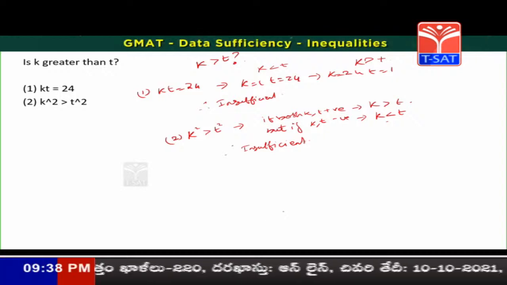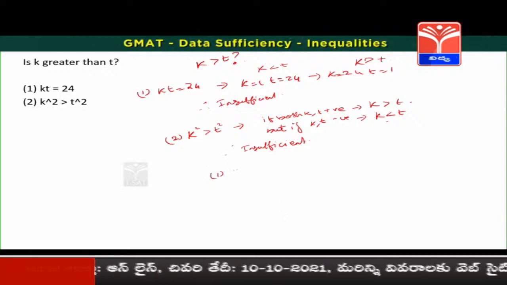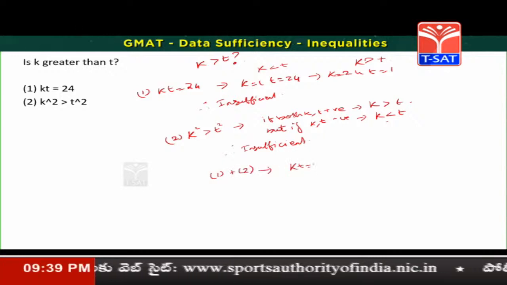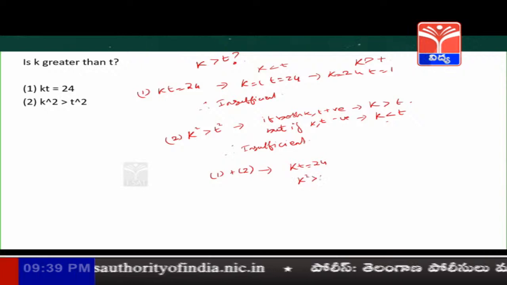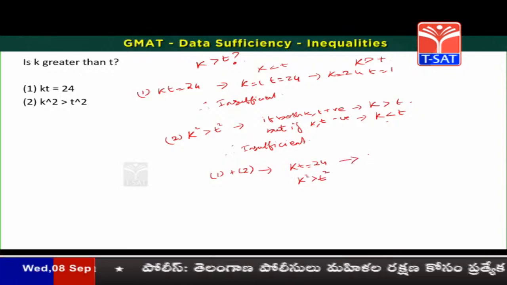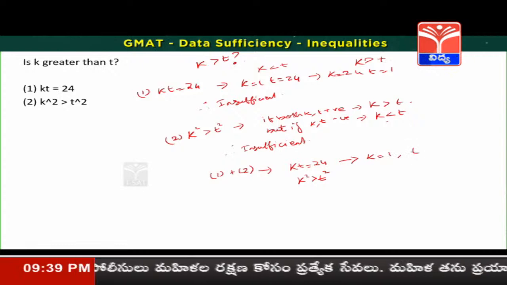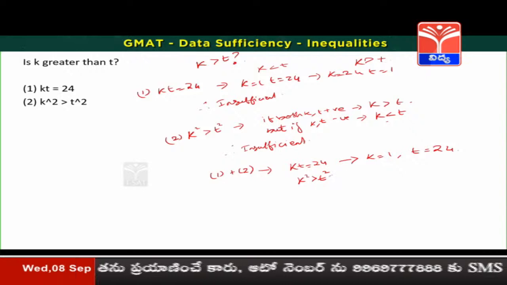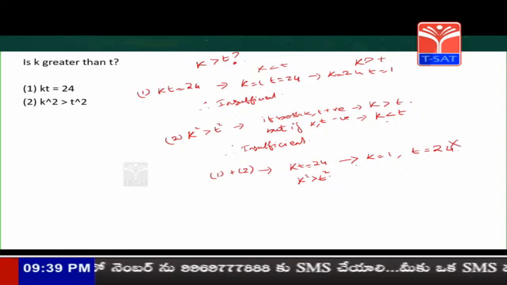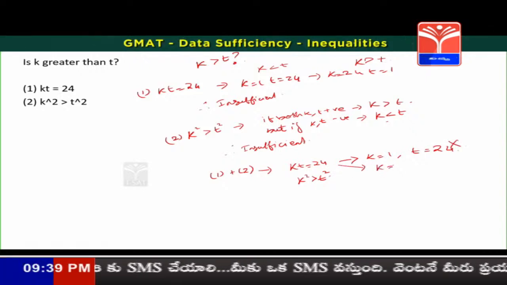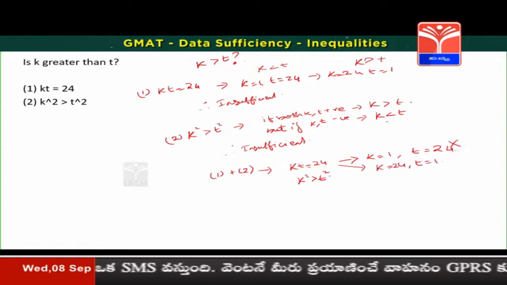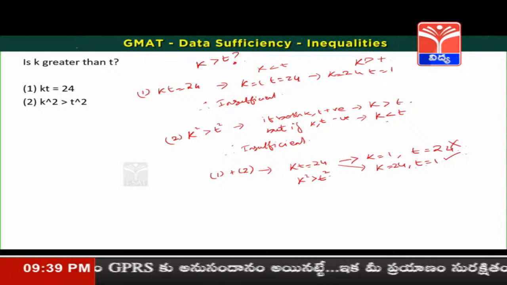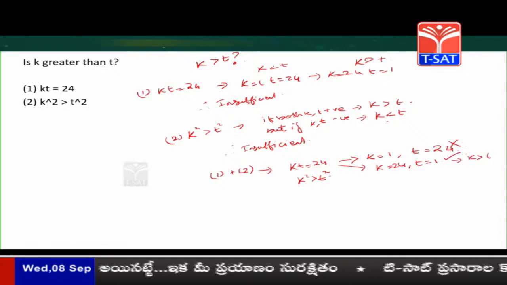We have seen them both alone, but let us now check both statements together. If kt is equal to 24 and k square is greater than t square, let us say k is equal to 1 and t is equal to 24. Then you cannot say that k square is greater than t square. So, k cannot be 1 and t cannot be 24. It has to be k equals 24 and t equals 1, then k square is greater than t square, yes. So, here k is also greater than t.